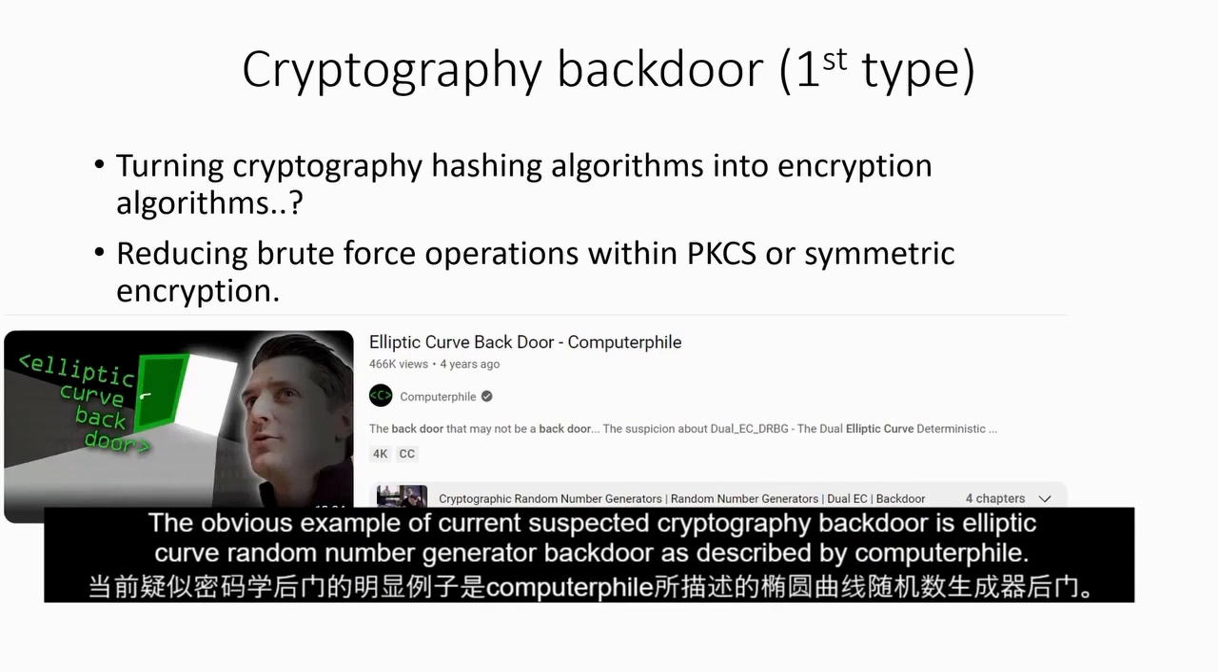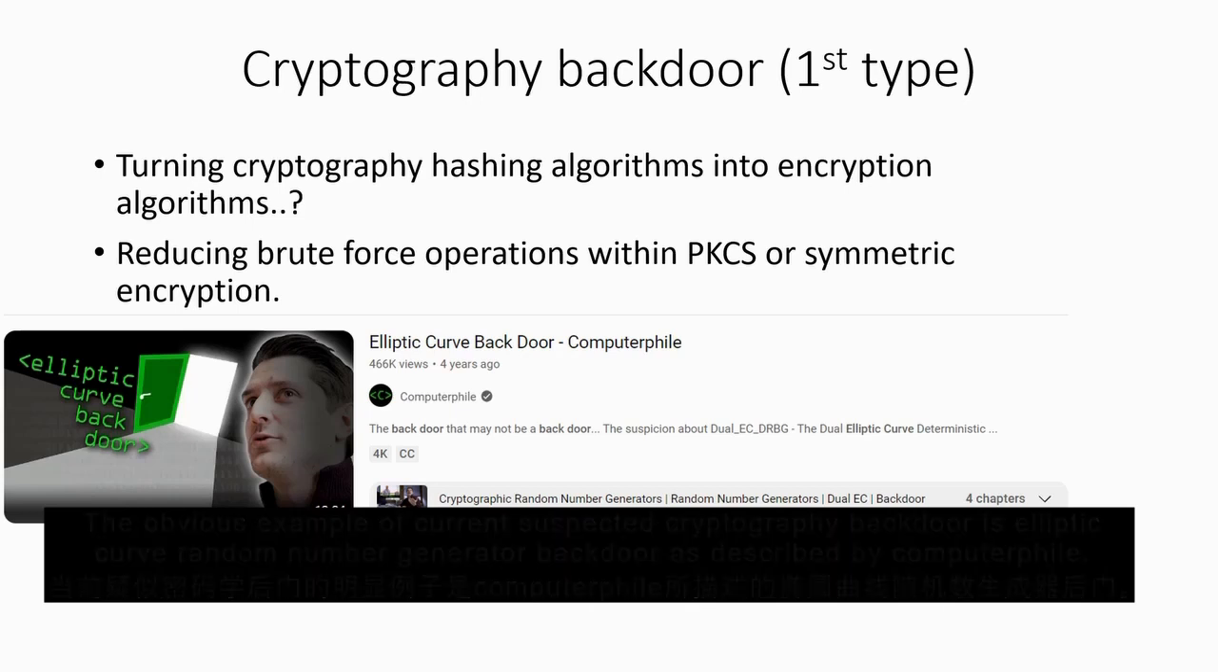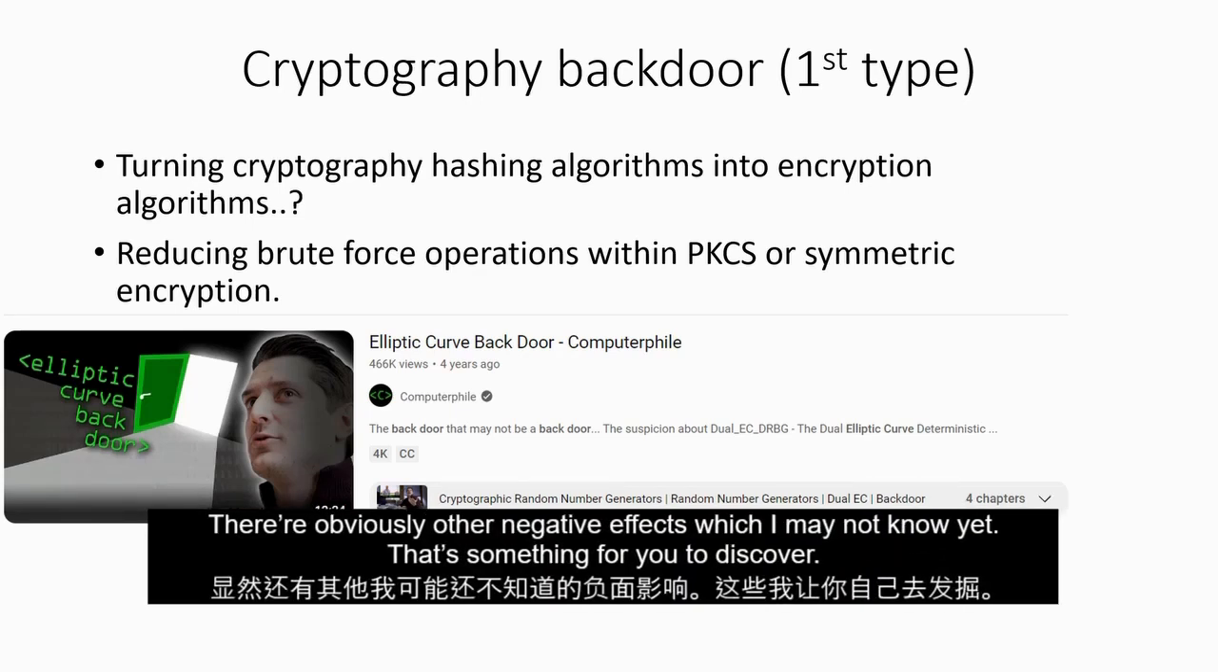The obvious example of a currently suspected cryptography backdoor is the elliptic curve random number generator backdoor as described by Computerphile. There are obviously other negative effects which I may not know yet. That is something for you to discover.